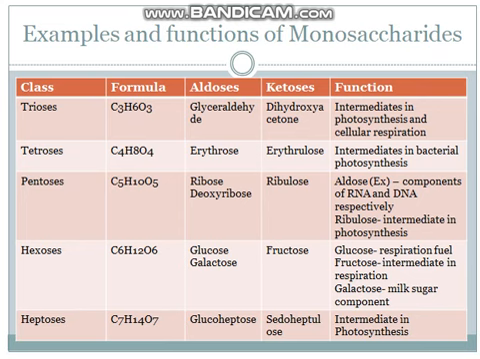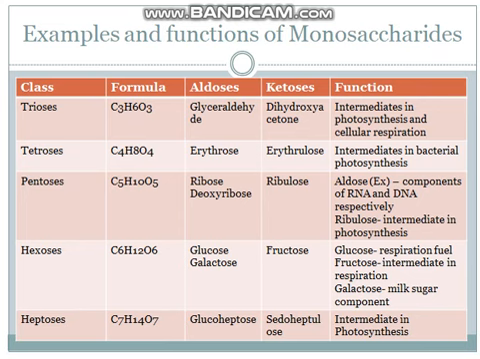So hexoses, the six carbon compound sugars, would be glucose, galactose, and fructose. Glucose and galactose have aldehydes. The ketose is fructose. So glucose is a respiratory fuel, while fructose is an intermediate in respiration, while galactose is a milk sugar component.